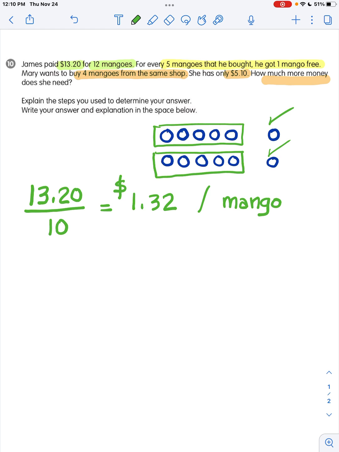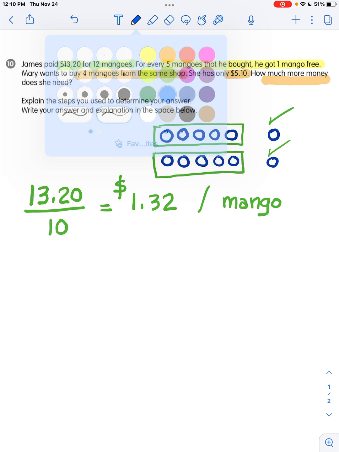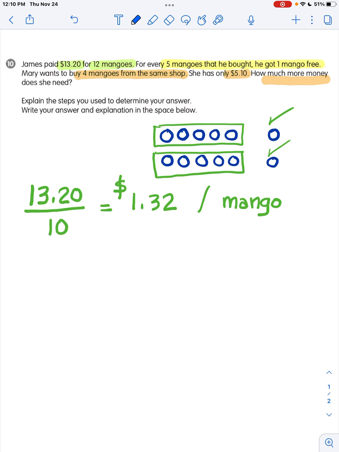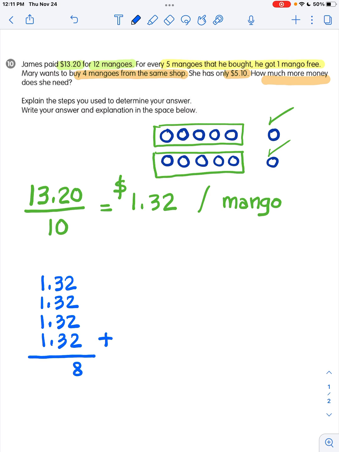Now let's go over to Mary. What's going on with Mary? Mary wants to buy four mangoes from the same shop. So Mary has to pay for four mangoes. So that's $1.32, another $1.32 that she has to pay, another $1.32, another $1.32. Altogether, how much is she going to pay? Let's add these up. That's an 8. That's a 12. So there's a 2 and a 1. And that's a 5. So she needs to pay $5.28.